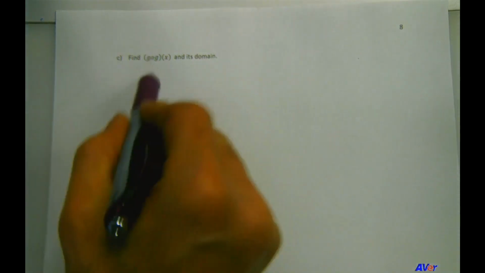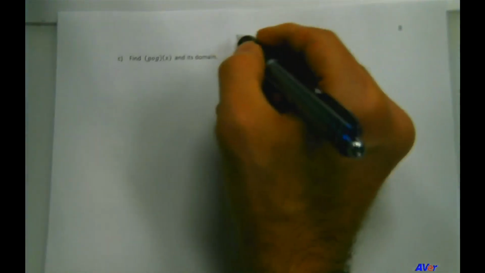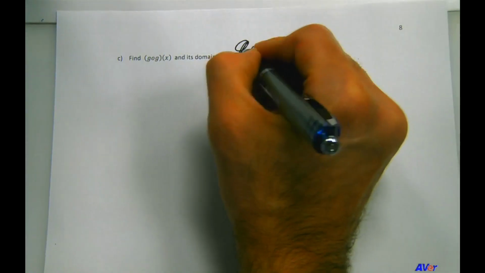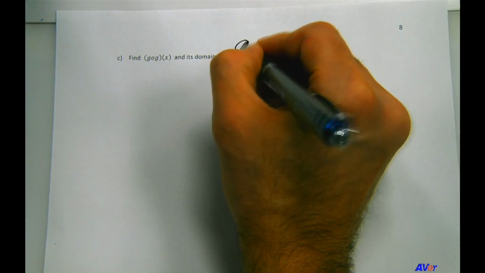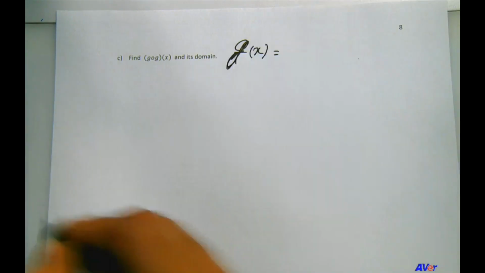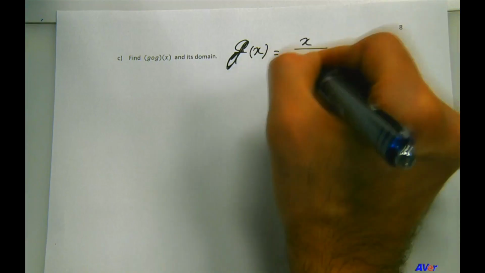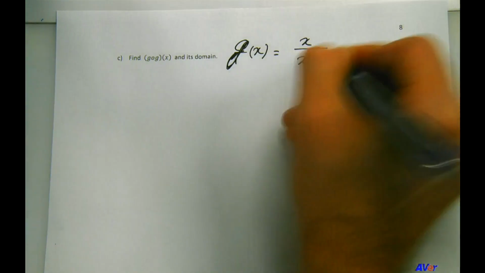For part C, let me once again. So this is taking the composition of G and G. So I want to write the function G here. So f of, the G of x. G of x is equal to x over x plus 7.